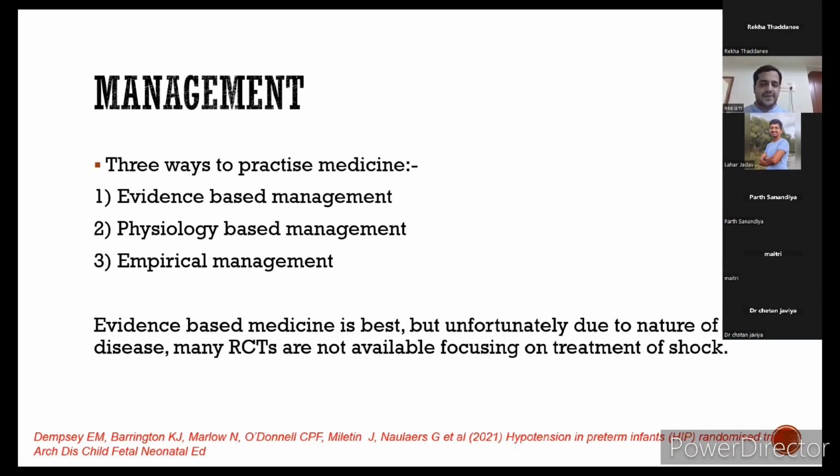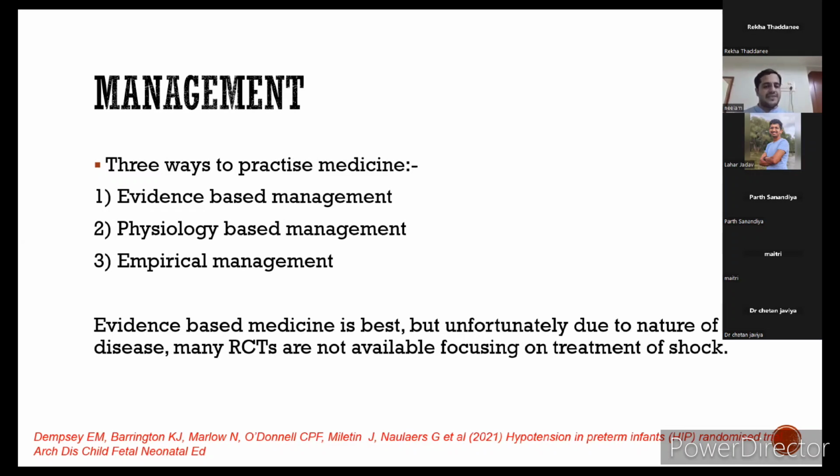Unfortunately, when we talk about neonatal shock, there are not many RCTs available because of the nature of the disease. Shock is a medical emergency, right? If you know that a child is crashing because of shock or hemodynamic instability, you cannot spend time saying, no, I will involve this child in an RCT and see whether dopamine should be started or dobutamine should be started. One thing is it is a medical emergency. Second, there are ethical concerns. You cannot conduct a study at the risk of a patient's life, right?